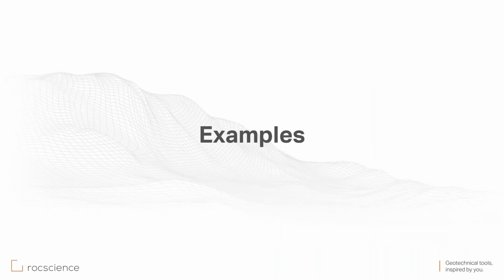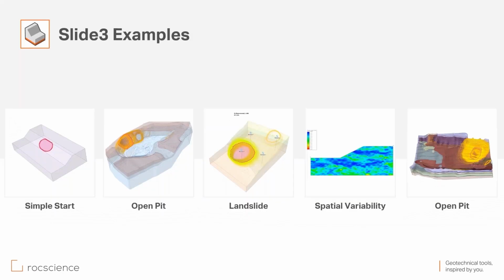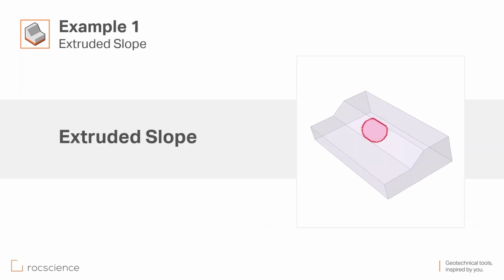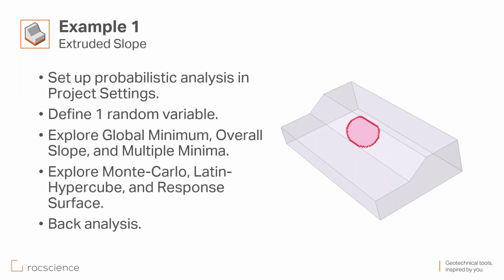Okay, so now we'll do some live examples. We have 5 examples in this presentation. The first one we'll do is just a simple extruded slope. Here we'll just go over how to set up the probabilistic analysis. We'll just do one random variable, and we'll explore what's the difference between all those options we talked about, global minimum, overall slope, etc. And then we'll also do a back analysis.